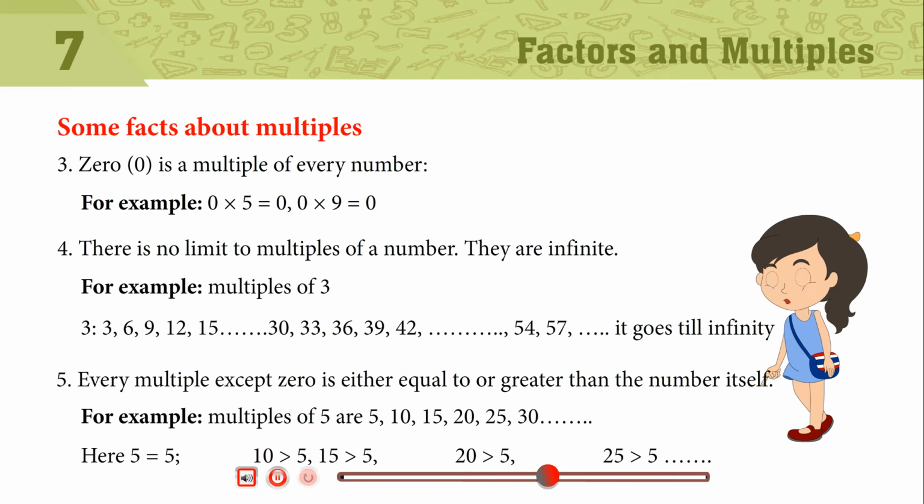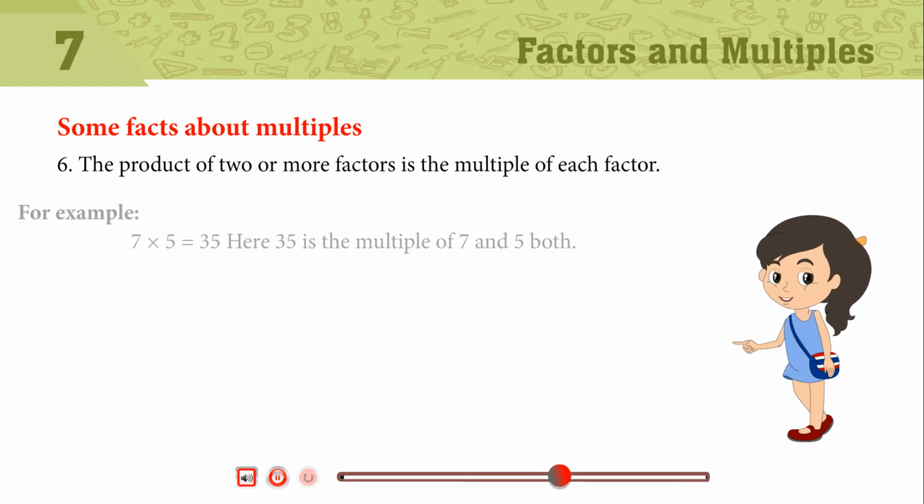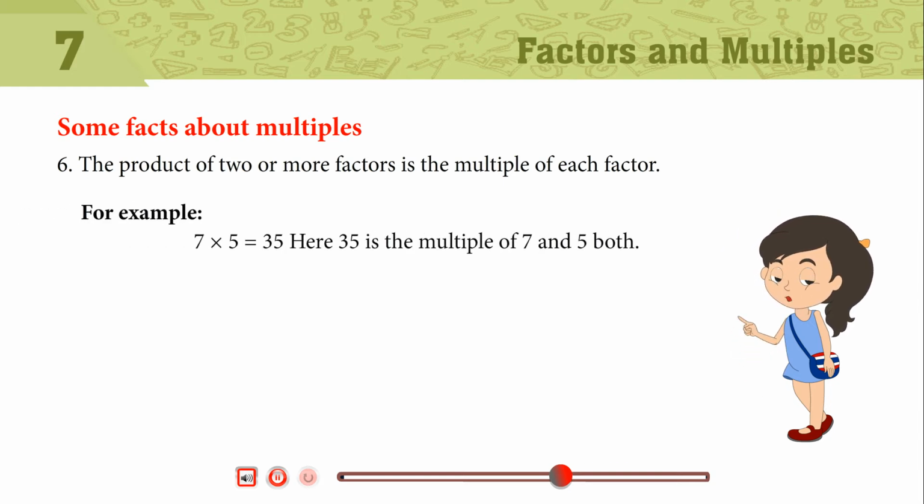Here, with 5: 10 is greater than 5, 15 is greater than 5, 20 is greater than 5, 25 is greater than 5. The product of two or more factors is the multiple of each factor. For example, 7 into 5 is equal to 35. Here, 35 is the multiple of 7 and 5 both.